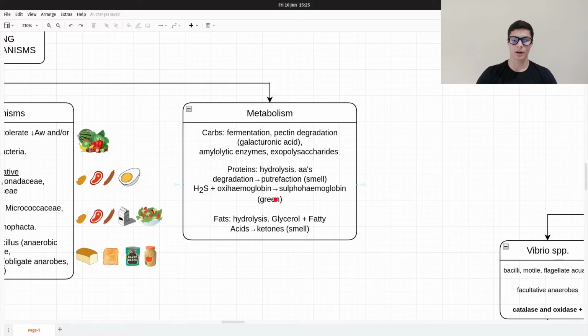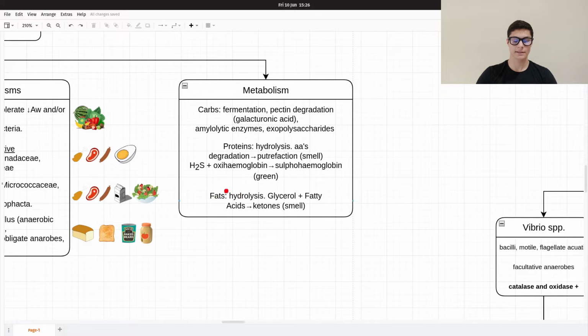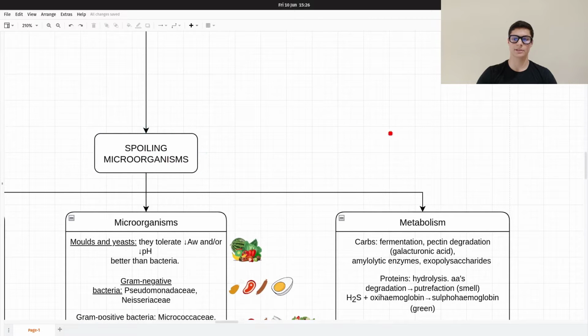And then the green color will start to form because of the hemoglobin. Did you ever find meat with a green color? Well, that's because of the oxyhemoglobin together with the sulfur. And then fats: hydrolysis will break down the triglycerides into glycerol and fatty acids, and those fatty acids are going to form ketones, and ketones do smell a lot. These were the spoiling microorganisms.